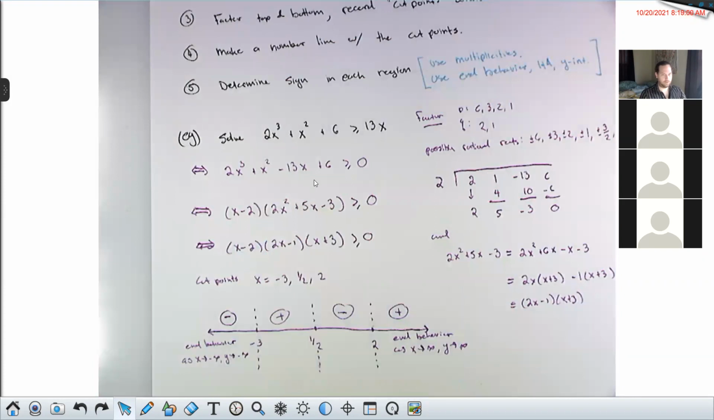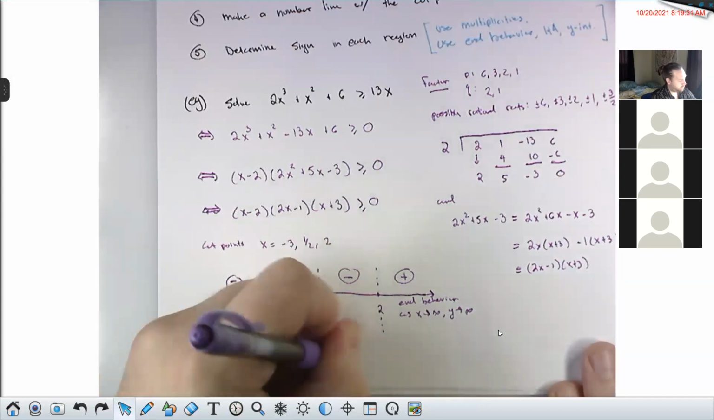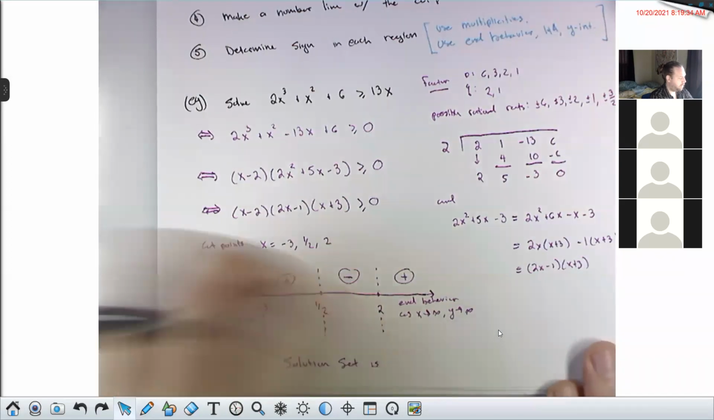We wanted to answer, where is this inequality true? For what x values is this inequality true? So I'm looking for places where this function, whose signs I've just written down here, is greater than or equal to 0. So I'm looking for places where that function is positive. Well, that's here and here. So from -3 to 1/2 and from 2 to infinity. The only thing we have to be careful about is the endpoints.